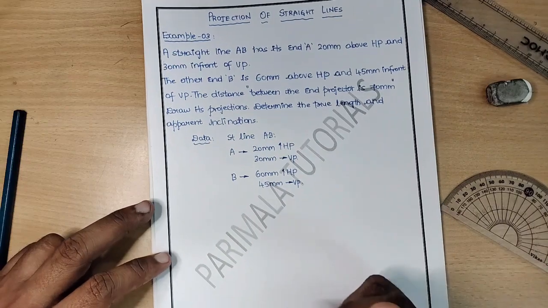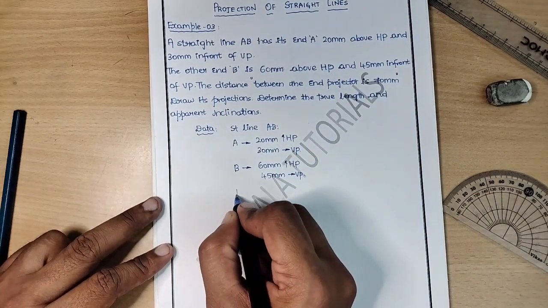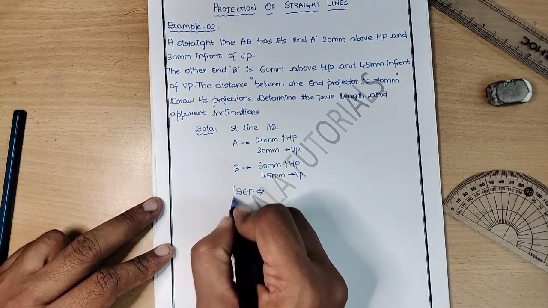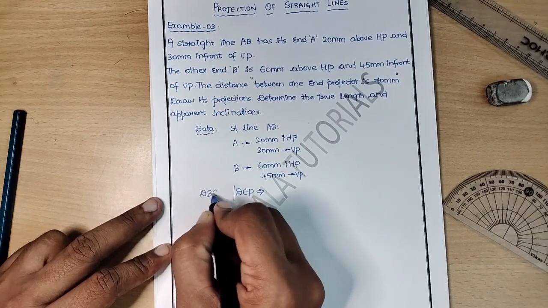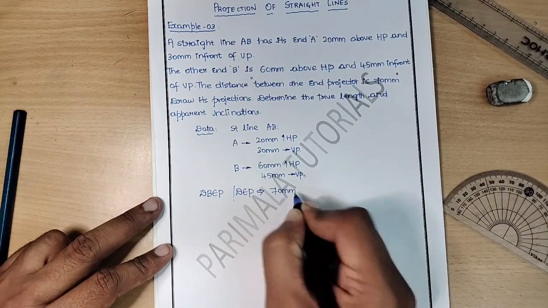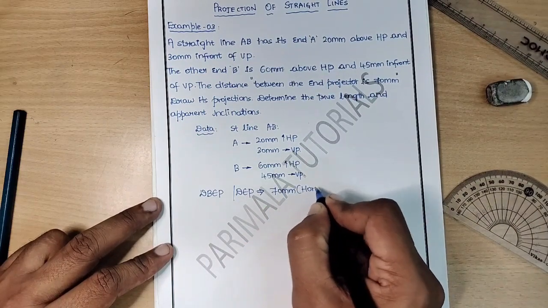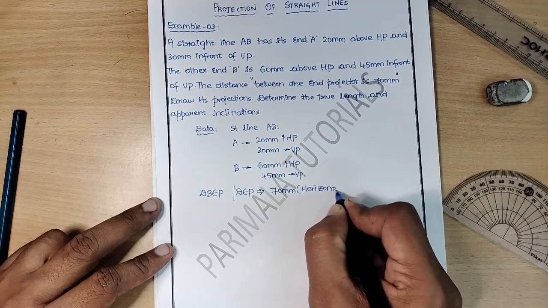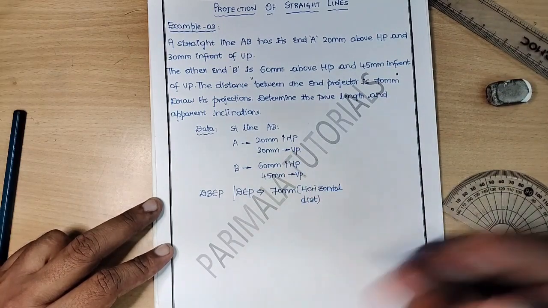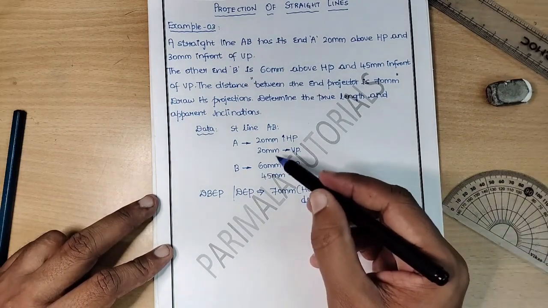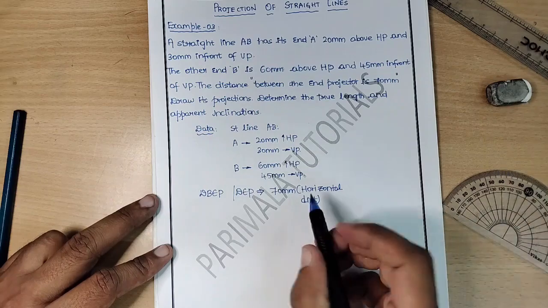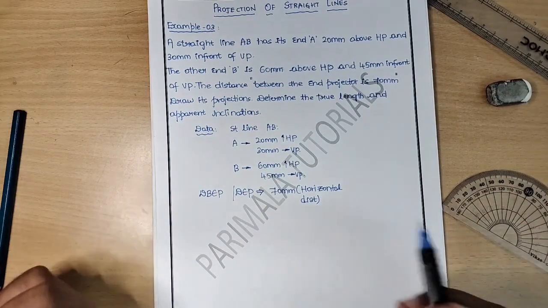Apart from all these data, one more data is given, that is distance between end projector. I will call it as DEP. So you can also call it as distance between end projector, all one and the same. So this data is these 70 mm. Please do remember, this distance is the horizontal distance. All these four distances are the vertical distance. I mean, on the grid sheet, we take these four distances in a vertical direction, that is above and below the XY line, but we take this as the horizontal distance.